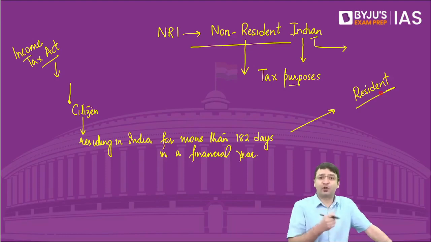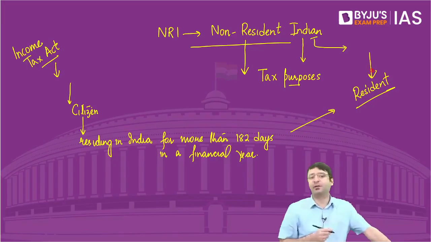For example, Akshay Kumar pays tax in India. Alia Bhatt pays tax in India. Why? Because although they are foreigners, they are residing in India for more than 182 days in a financial year. So whatever money they generate from India, whatever income they generate from India, on that income they have to pay tax because they are the residents of India.